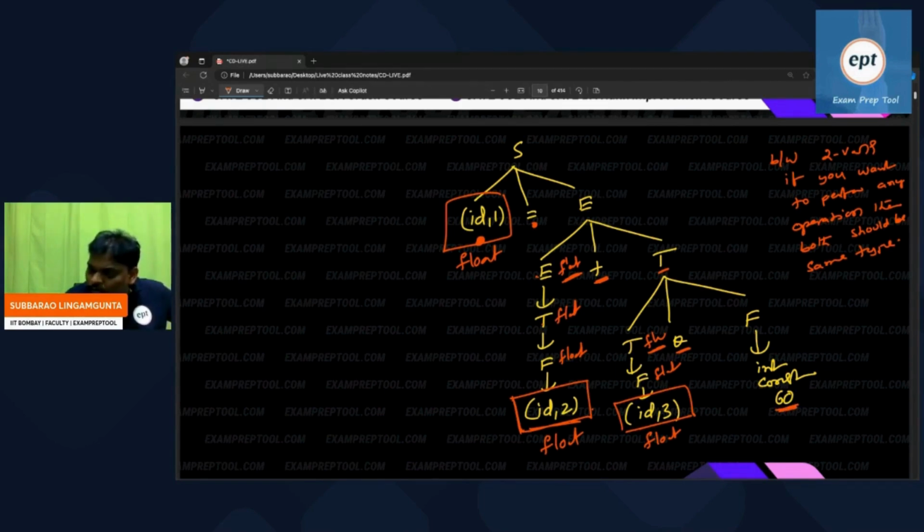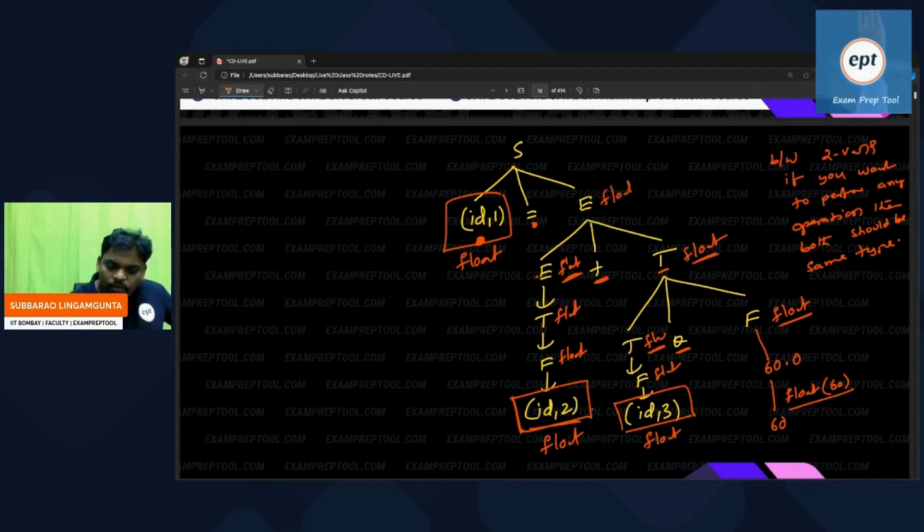See everyone how to convert. I'm explaining. Can everyone observe? This is 60. Convert this one. Float type conversion, float 60. Then it became 60.0. You have done the typecasting. 60.0 will go to here. Then it became float. Float into float. Float plus float. Float will be assigned to float.